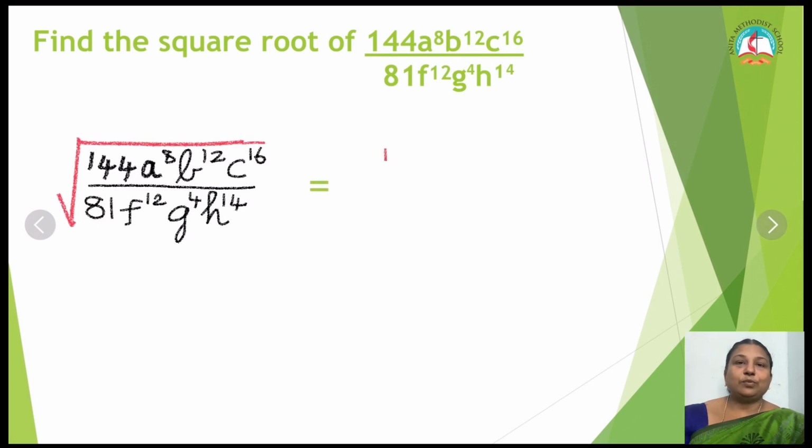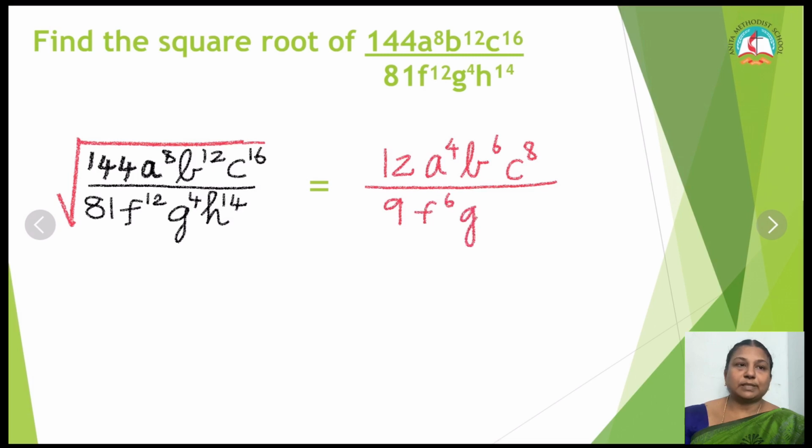Yes, so you will get 12 and you have to divide the powers. So a to the power 4 you will get, b to the power 6, c to the power 8. You are dividing, making it half. Then in the denominator 9, f to the power 6, g to the power 2, h to the power 7 you will get. Now you see, can you simplify anything? Yes, the numbers you can simplify. Both will go in the 3 table. So you can simplify the numbers.